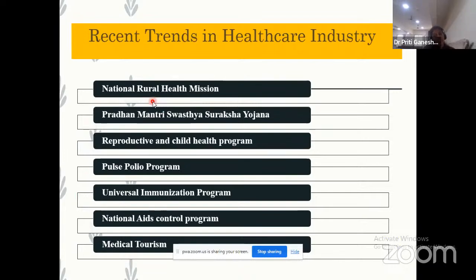Like the National Rural Health Mission started by the government, Pradhan Mantri Swasthya Suraksha Yojana started by the government, reproductive and child health program, pulse polio, universal immunization, national AIDS, medical tourism. These are the main points.